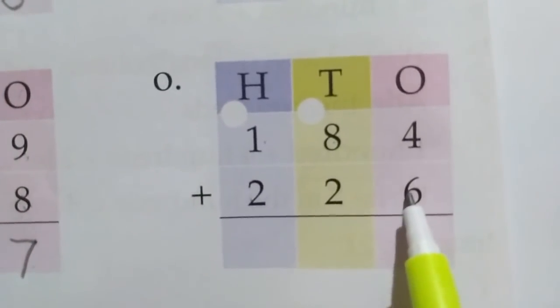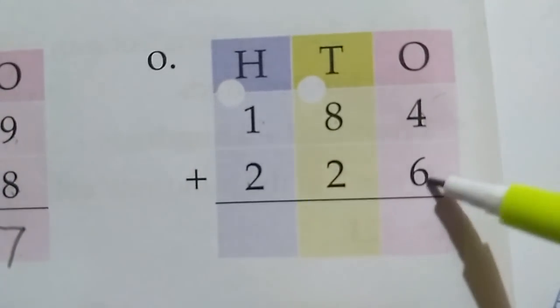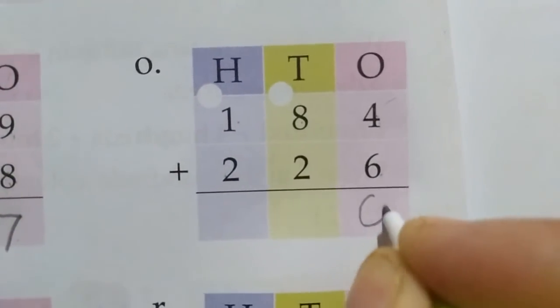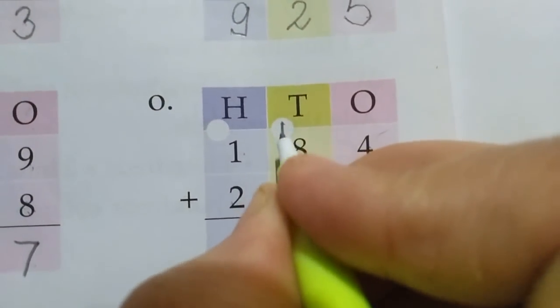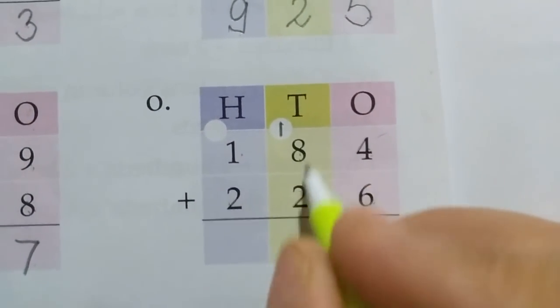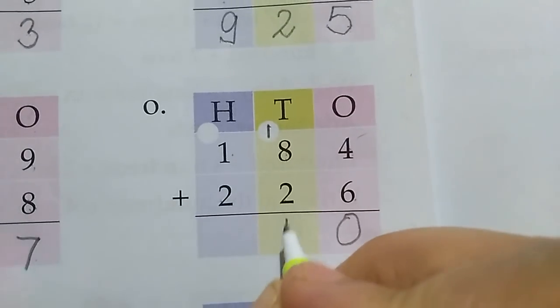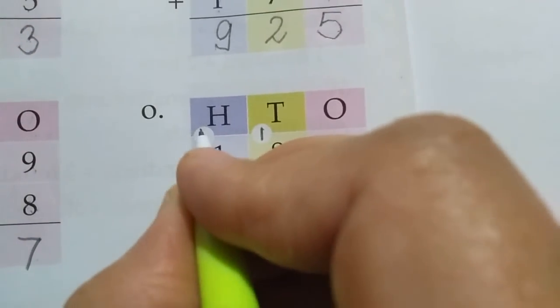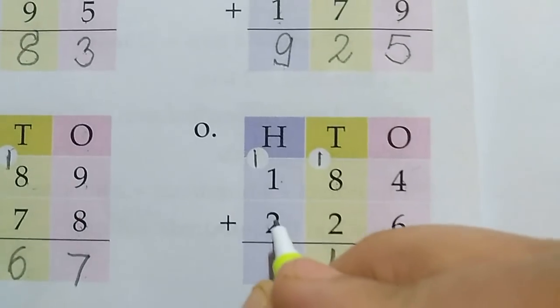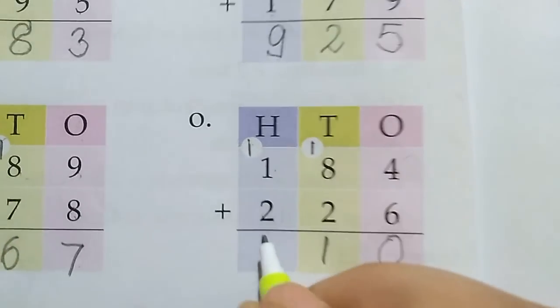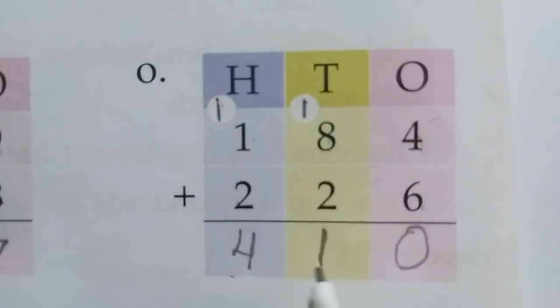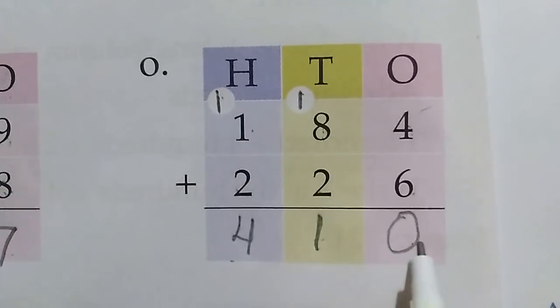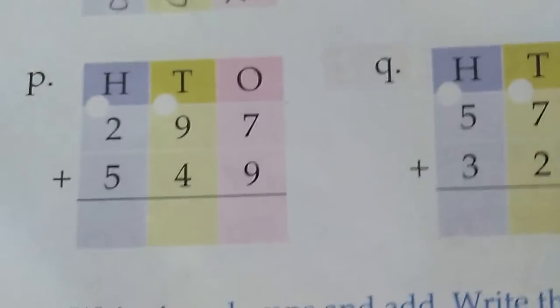184 plus 226. 4 plus 6 is 10, so we will write here 0 and 1 will be carry forwarded. 8 plus 2, 10, plus 1 carry is 11, so 1 we will write here, 1 will be carry forwarded. 2 plus 1, 3, plus 1, 4. 410. Our answer is 410. Okay. Now we will do P.